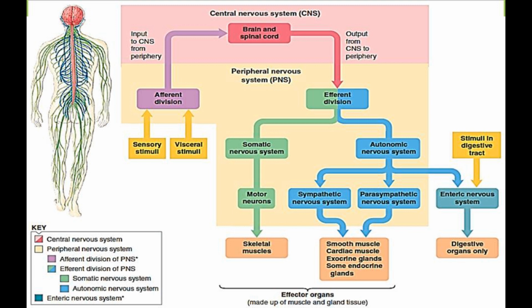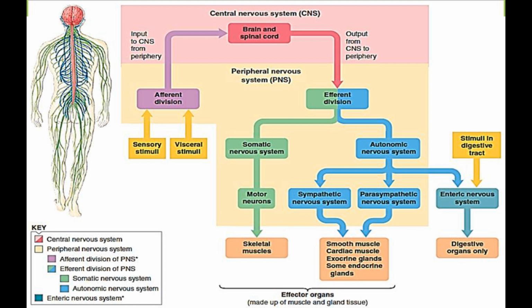So the input stimulus is received from sensory and visceral means, that is known as the afferent division, and the output signals are the efferent division. The output division, or the efferent division, includes the somatic nervous system and the autonomic nervous system. The somatic nervous system consists of motor neurons, which innervate skeletal muscles. So in fact, it is important for the voluntary movement of your muscles.